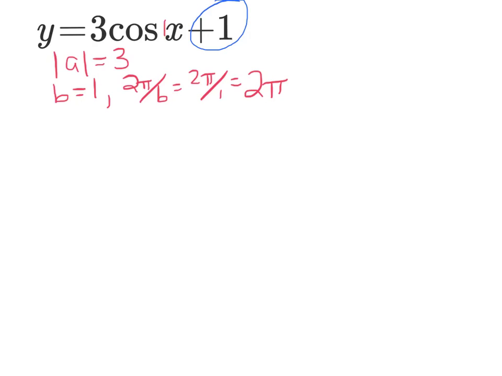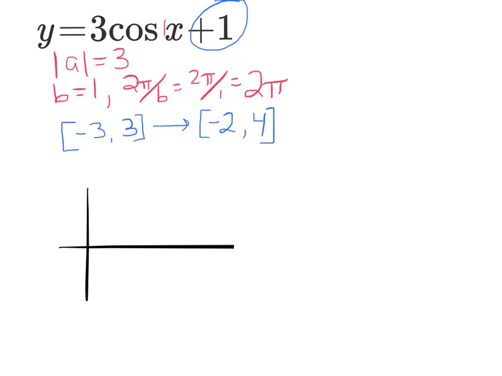So previously our graph would have had a range of -3 to 3. We know that from the amplitude. But now, since everything's being shifted up 1 unit, that range becomes -2 to 4. So same graph, except instead of being between -3 and 3, our graph will be between -2 and 4.